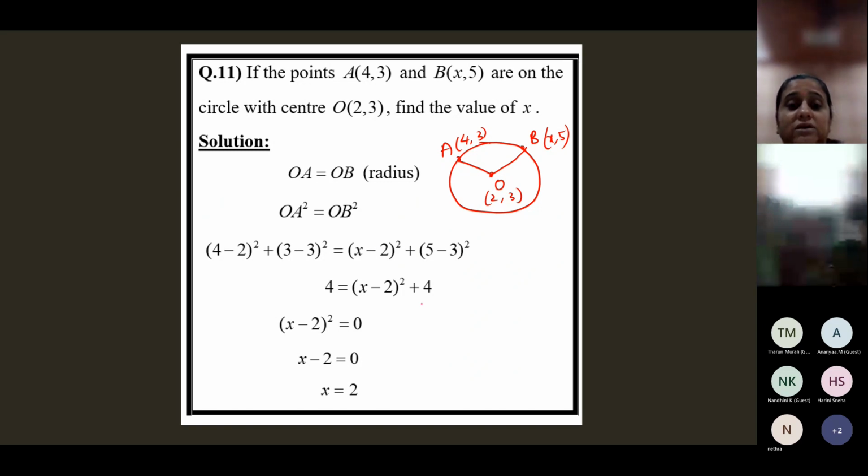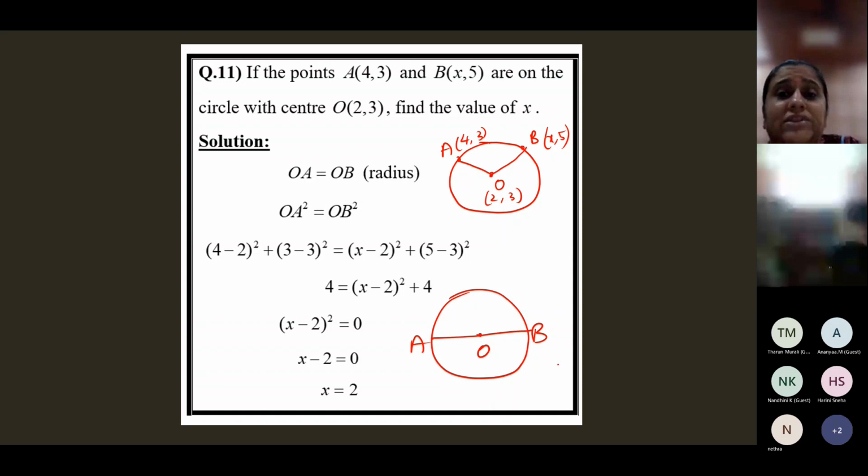Now you cannot assume this figure, children. You cannot take this figure like this, because it's not given that A and B are the end points of a diameter. It's not given. So you cannot assume this. You cannot make the figure like this.